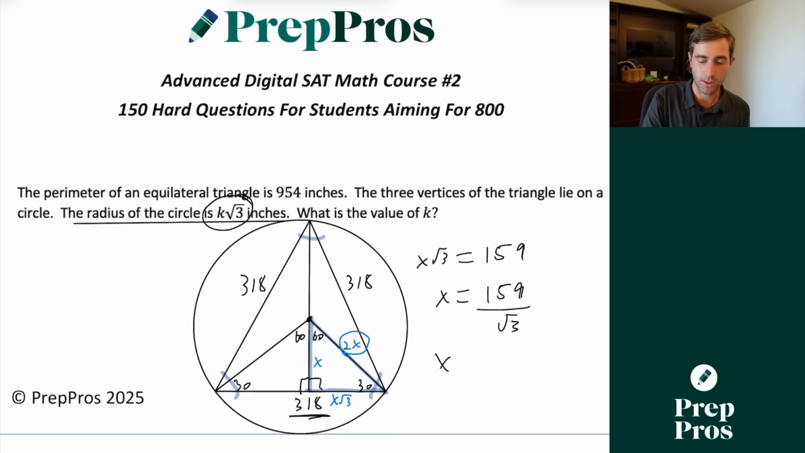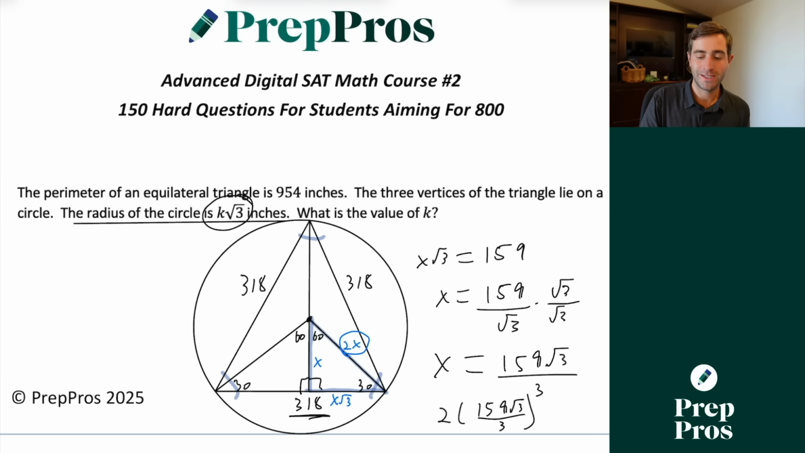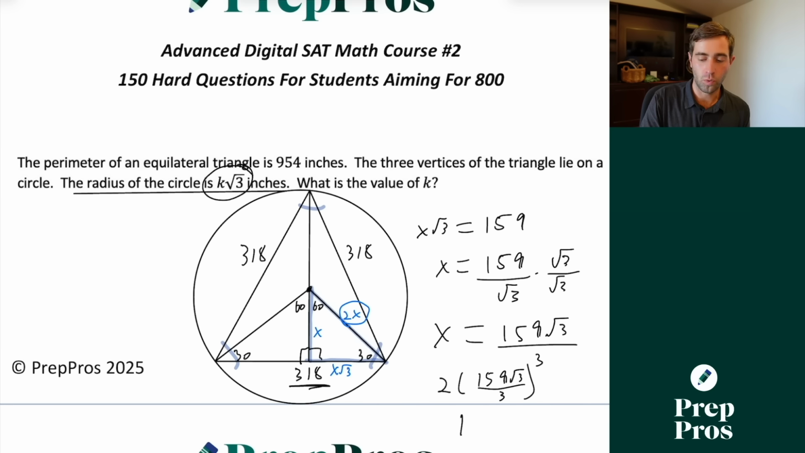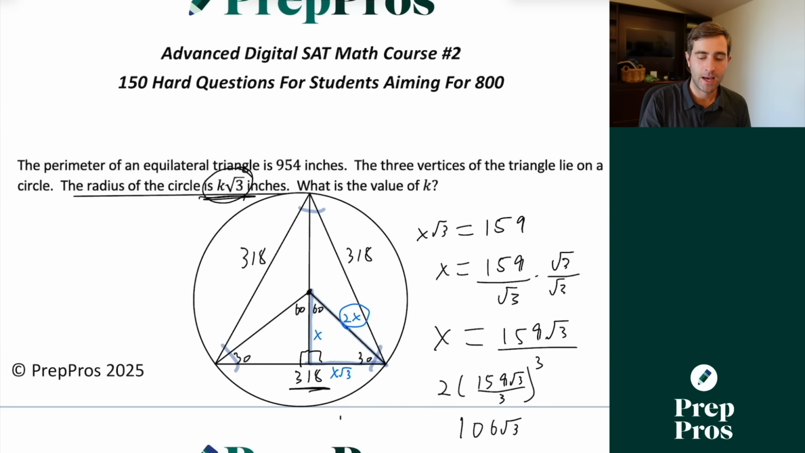We always want to rationalize these. So we're going to do that by multiplying by root 3 over root 3. That's going to give us that x is equal to 159 root 3 over 3. And therefore, that means 2x is going to be equal to 2 times 159 root 3 over 3. This is going to simplify down to 106 root 3. So that will give us that k is going to be equal to 106.